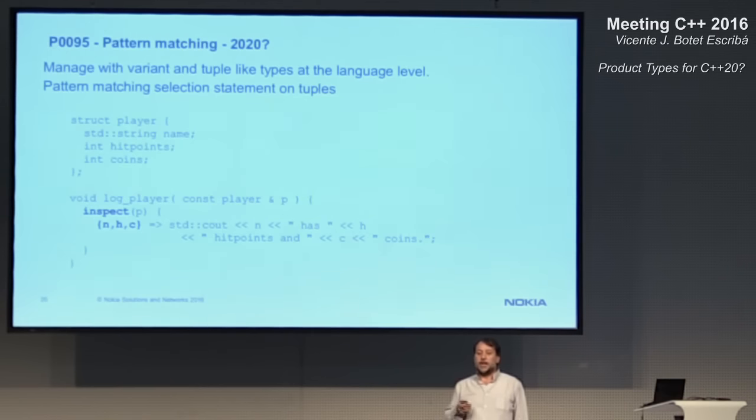Pattern matching is a proposal that originally tried to address access to variant types, but it also has pattern matching on product types, on tuple-like types. What we have is something quite close to structure binding: a statement that allows us to extract the elements. There are many more functionalities with pattern matching, but I will not talk more about it.